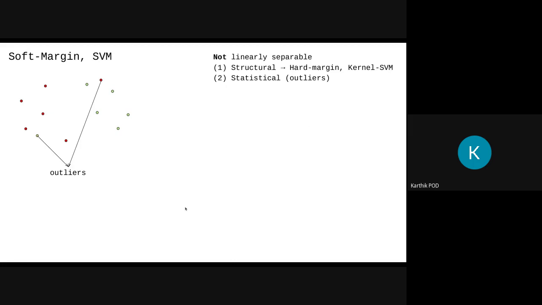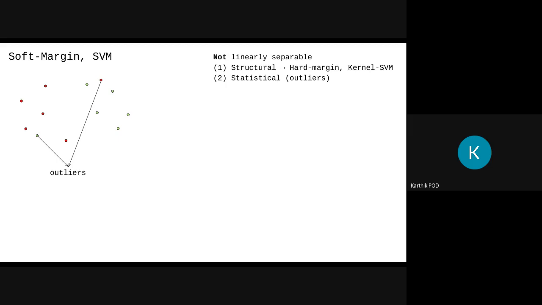So from this we jump to soft margin. I'll just briefly touch upon this, whatever is relevant to week 10, and then Nitin will continue. If your data set is not linearly separable, there are two possible ways this could happen.